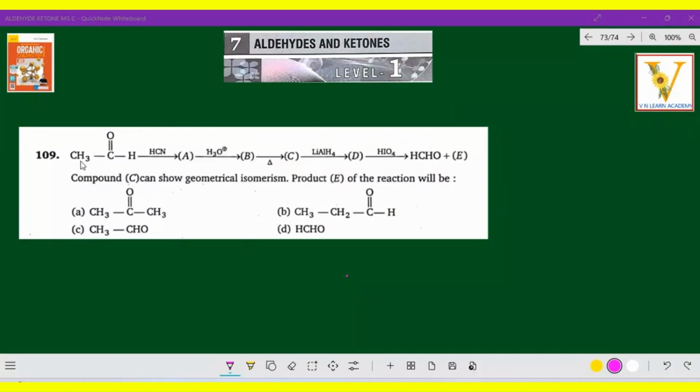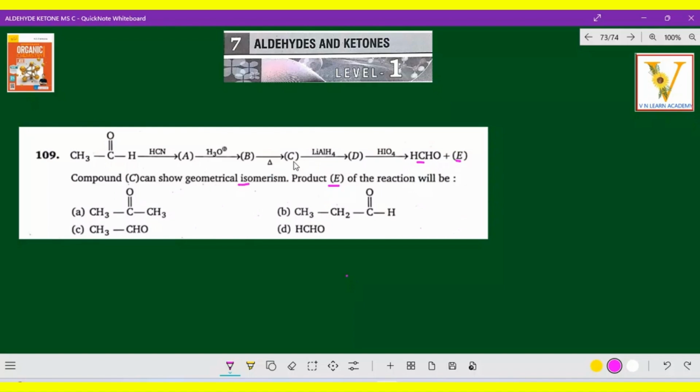The next question: CH3, C double bond O, H, that is an aldehyde, combined with HCN. You get compound A, that is hydrolyzed with water, that is acid hydrolysis. You get compound B. Again you heat it to get compound C, then lithium aluminum hydride, a strong reducing agent, gives compound D, and HI, hydriodic acid. So you get formaldehyde and E. Compound E we have to find out. Compound C can show geometrical isomerism. The product E of the reaction will be?